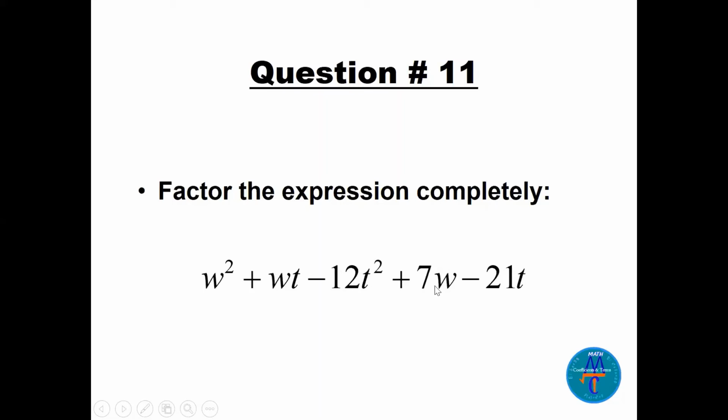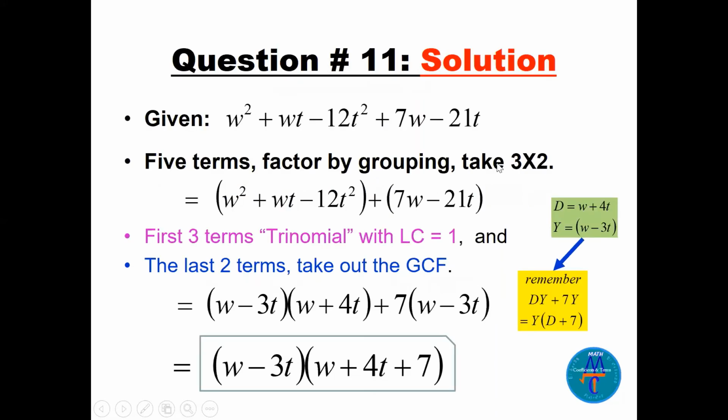And here we see there is a common factor, 7w minus 21t. So I will do that, 3 and 2. So say factoring by grouping, 3 by 2. So I take the first 3, I write the first 3, and then I write the last 2. This is a trinomial, so that's easy. w squared, wt minus 12t squared. So this is easy. (w minus 3t)(w plus 4t), the first 2 here.